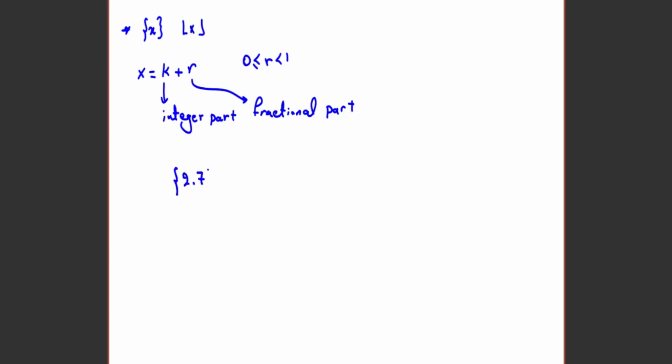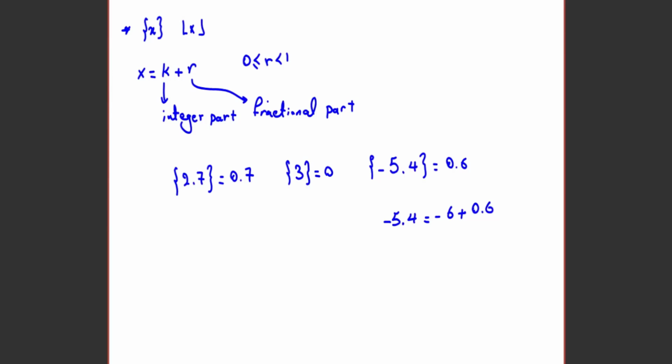So the fractional part of 2.7 is what? 0.7. The fractional part of 3 is what? 0. The fractional part of negative 5.4 is what? 0.6. Exactly. You can say negative 5.4. The floor of that, the integer part of that, is what? The floor is -6. Yes, negative 6 plus 0.6, right?